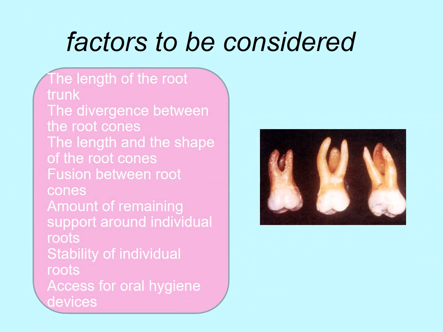Coming to the factors to be considered: the length of the root trunk, the divergence between the root cones, the length and shape of the root cones, fusion between the root cones, amount of remaining support around individual roots, stability of individual roots, and access for oral hygiene devices. All these factors are very important before going for the root resection procedure, to decide whether it can be indicated or not.